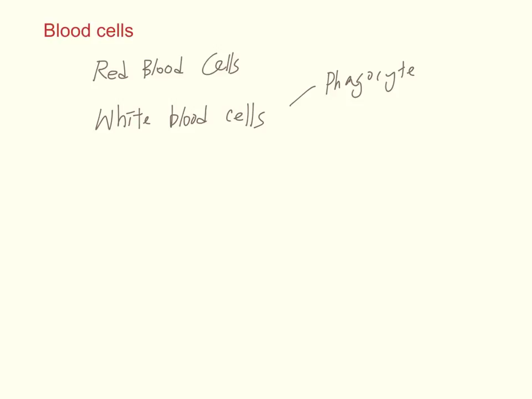Now we're going to look at the different types of blood cells. The first one we have is the red blood cells. Next, we have the white blood cells, which can be further classified into the phagocytes as well as the lymphocyte. Finally, we have the blood platelets. In this video, we're going to look at each type of blood cell one by one.